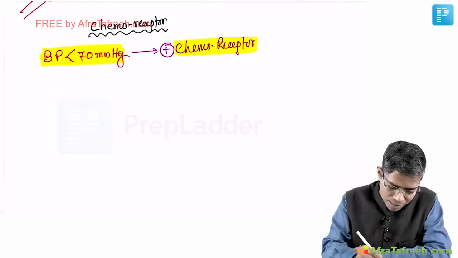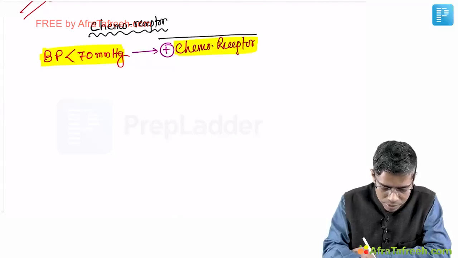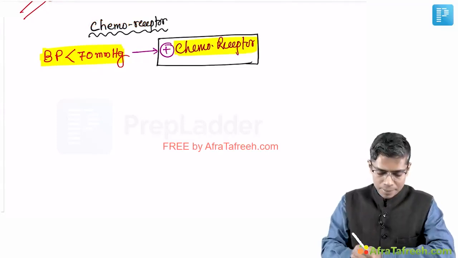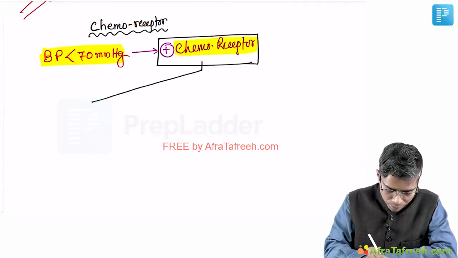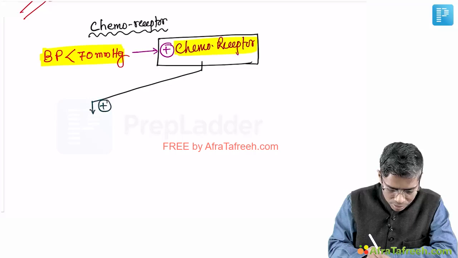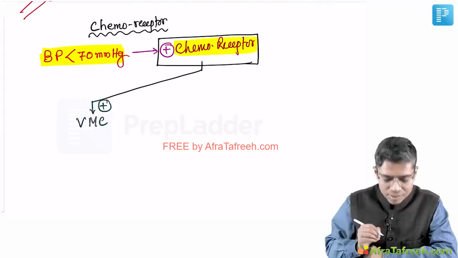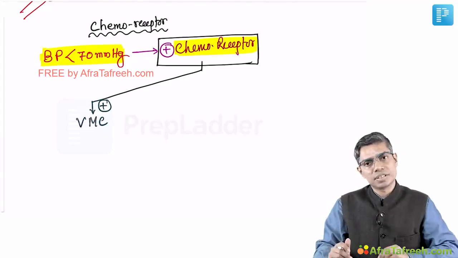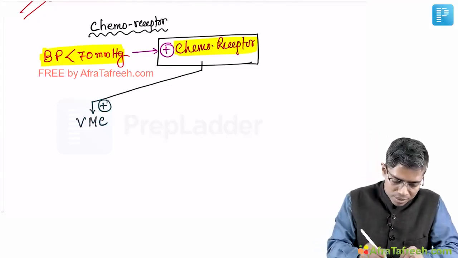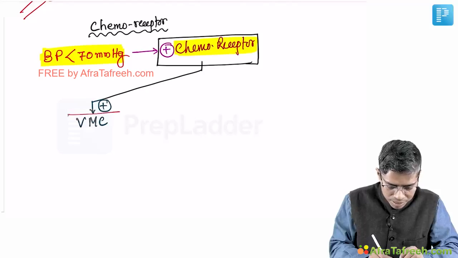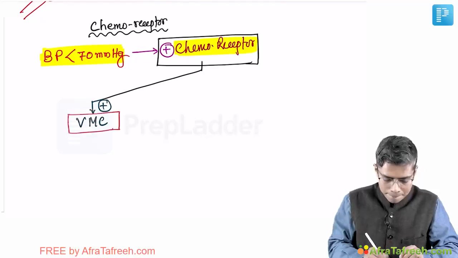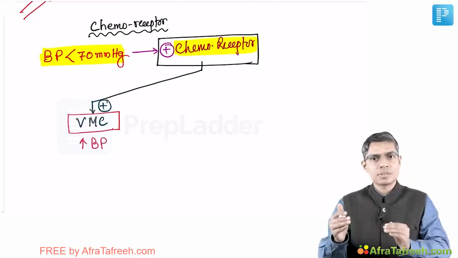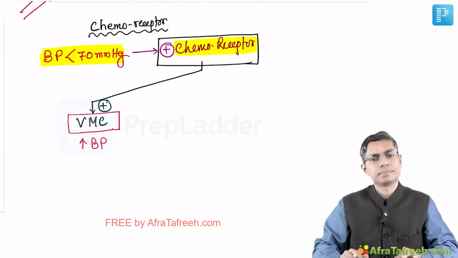Now if my chemoreceptor is active, what is going to happen? Look, it is going to stimulate your vasomotor center by direct innervation. So if your vasomotor center is stimulated, I told you that your sympathetic system will be stimulated, and your blood pressure is going to be higher. So chemoreceptor stimulation means blood pressure will be higher.